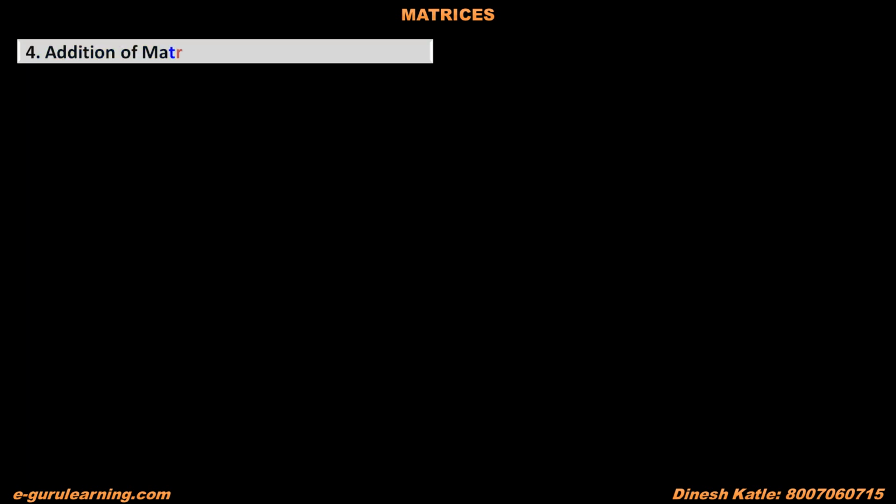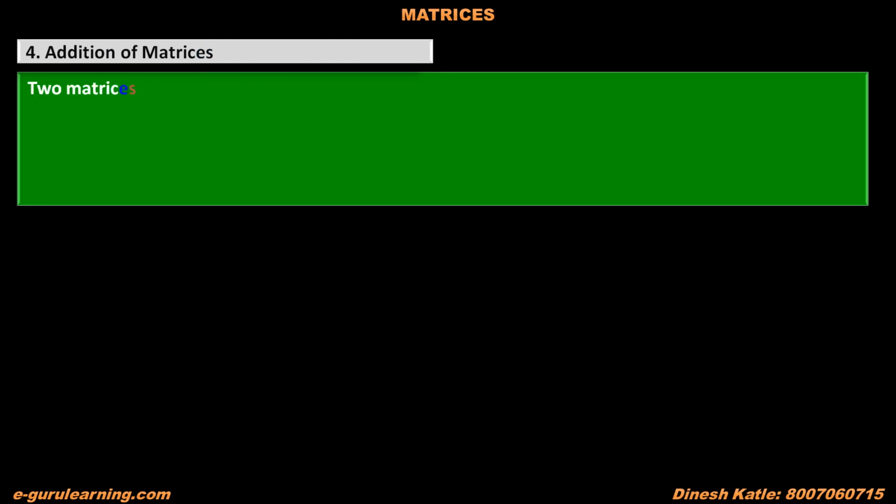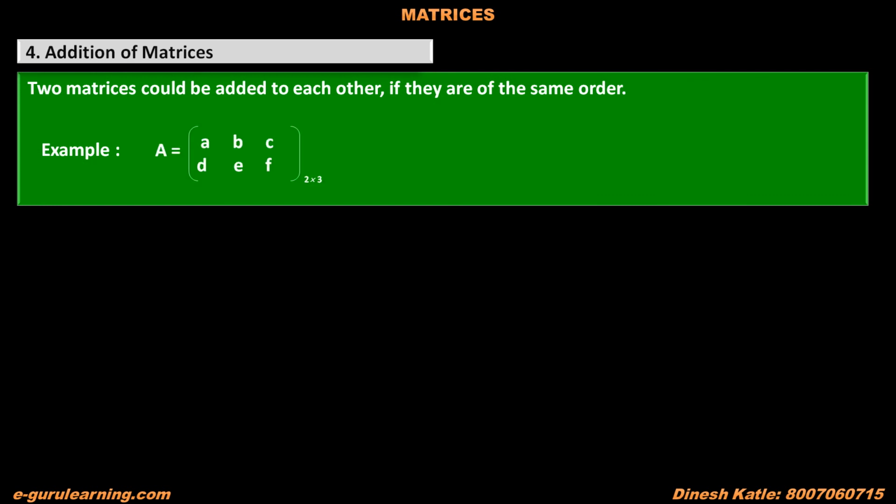Addition of matrices. Two matrices could be added to each other if they are of the same order. Example, matrix A is equal to matrix of order 2 into 3, means this matrix contains 6 elements. In first row a, b and c, and in second row d, e and f. And matrix B is equal to, again of same order, 2 into 3, having 6 elements, in first row l, m, n, in second row p, q, r.